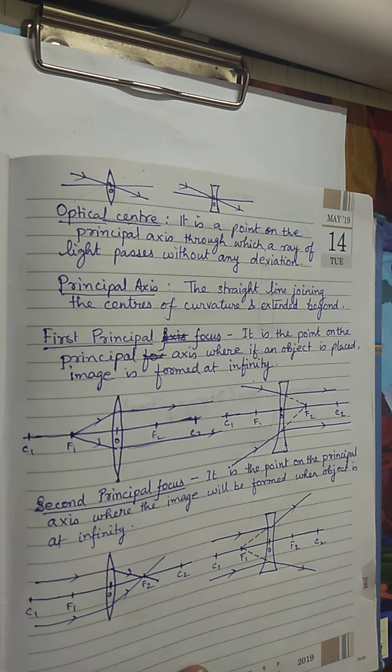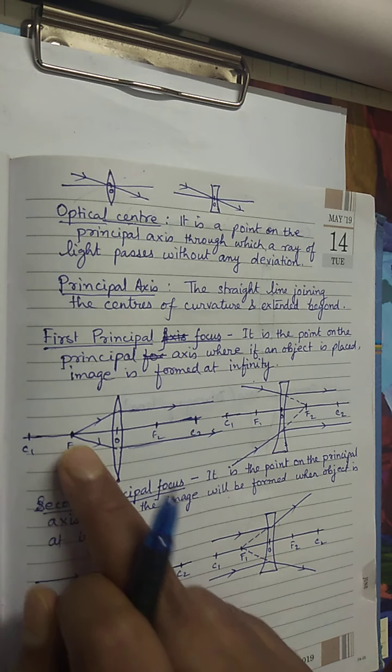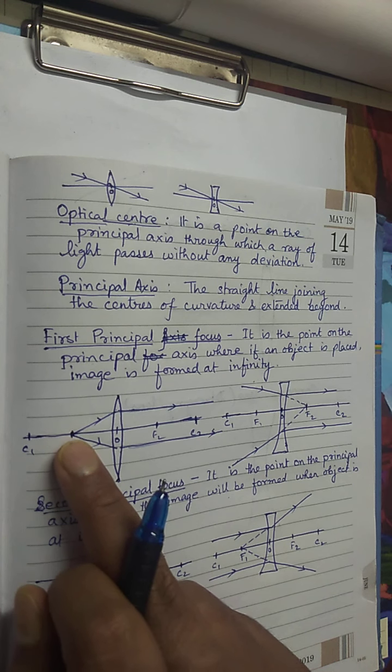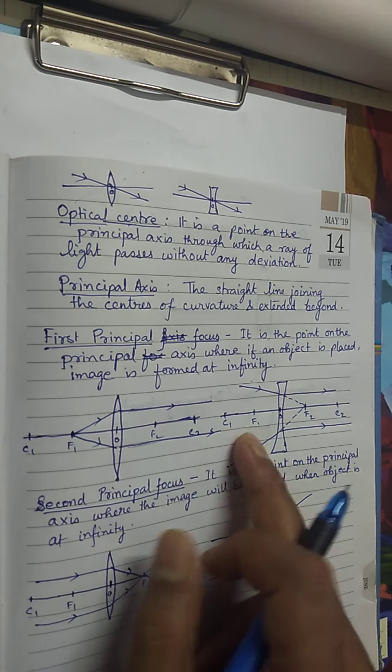What is first principal focus? It is a point on the principal axis where if we place an object, the image will be formed at infinity.